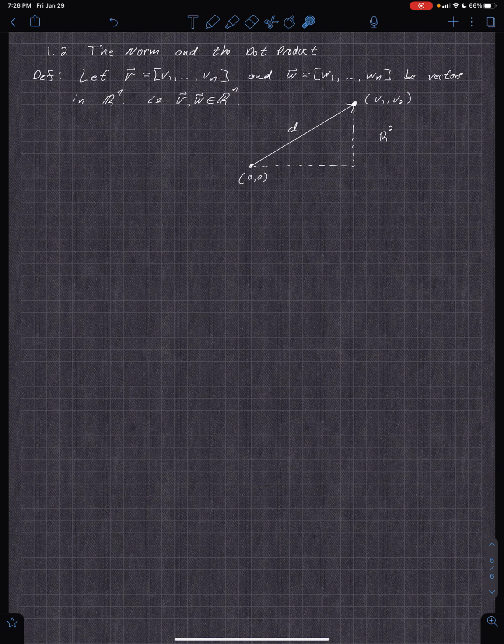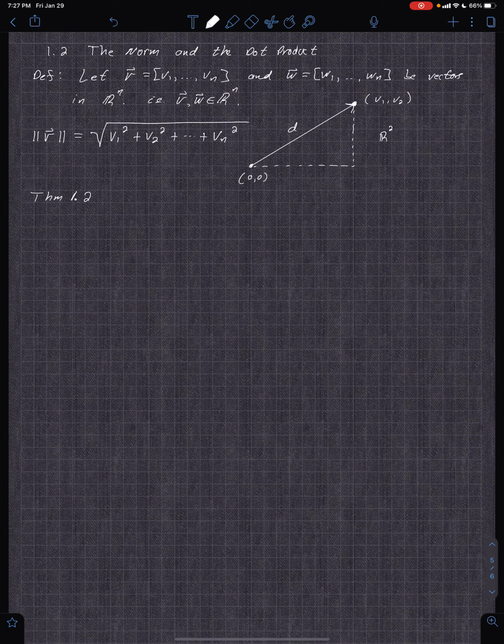I like to use the two bars on the side. So the norm of v is equal to the square root of the sum of the squares of the components, v1 squared plus v2 squared, etc., all the way to v sub n squared. So that's the definition.